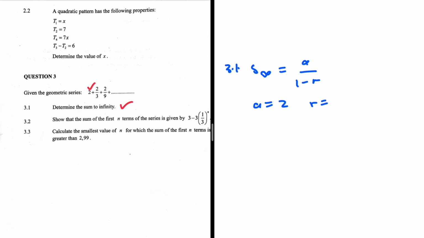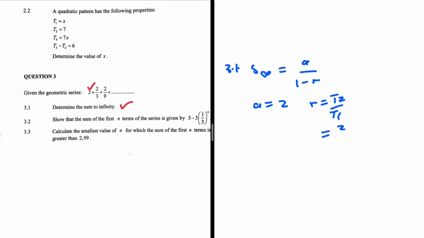r is equal to the ratio of any two consecutive terms. So we can say r is t2 divided by t1, or we can say that it is t3 divided by t2, any two terms that are next to each other. We can also find r using t3 and t1, but in this case, that won't be necessary.